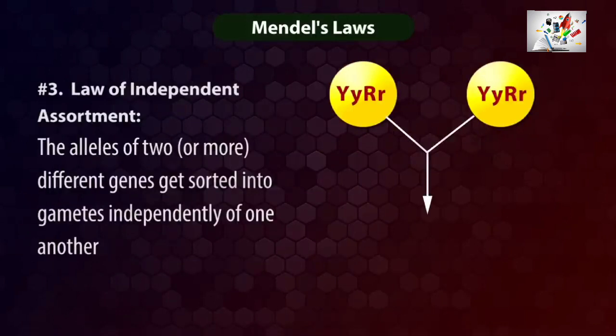Next, we see the law of independent assortment. For the character color of the seed, the parent has two alleles, dominant allele yellow and recessive allele green. For the character shape of the seed, the parent has two alleles, dominant allele round and recessive allele wrinkled. If the dominant allele yellow is passed to the gamete for color, for shape, dominant round or recessive wrinkled, any one allele can be passed to the gamete. That means one allele of a particular character does not influence the inheritance of alleles of another character. This is the law of independent assortment. The alleles of two different genes get sorted into gametes independently of one another.